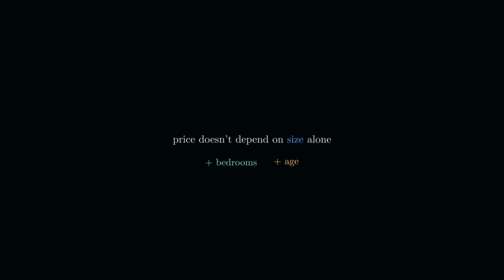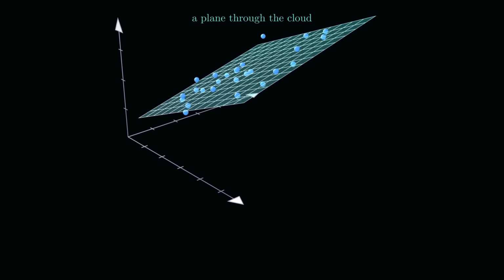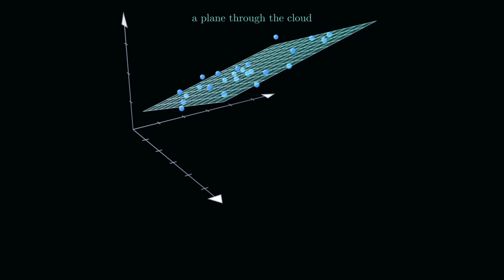Now, real prices don't just depend on the size of the house alone. There are bedrooms, the age of the house, and each and every one gets its own knob. So we can say the model becomes y = w1 times size + w2 times bedrooms + w3 times age + b. Geometrically, the line flattens out into a plane, tilting through a higher dimensional cloud, and with many features, a flat sheet in a space you can't picture.